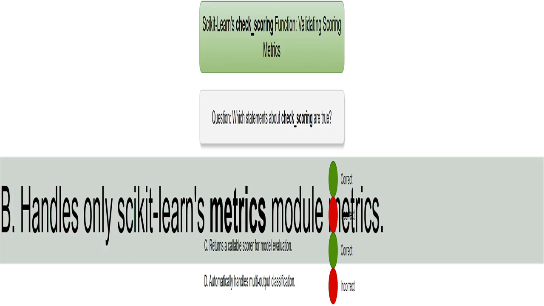This statement is wrong. Check_scoring is flexible enough to handle custom scoring functions, not just ones that are built into scikit-learn. As long as your custom function follows scikit-learn's rules for a scorer function, you're good to go. Think of it as accepting custom tools along with the standard ones.